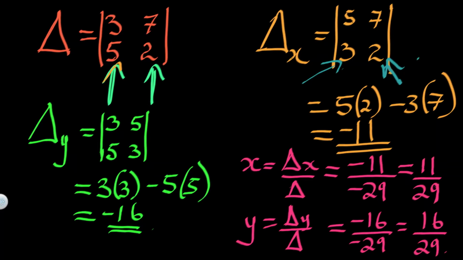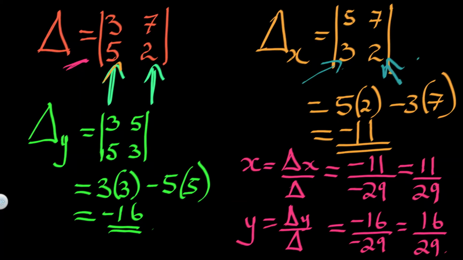Let me just recap that. If you're looking for delta x, you start with delta. Remember, this delta here is a determinant of coefficients. Each column has the coefficients of the same variable. So in this case, column 1, which is 3 and 5, these are the coefficients of x. Column 2, 7 and 2, these are the coefficients of y.